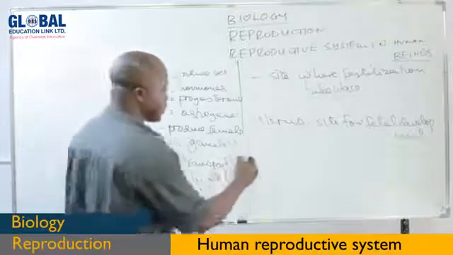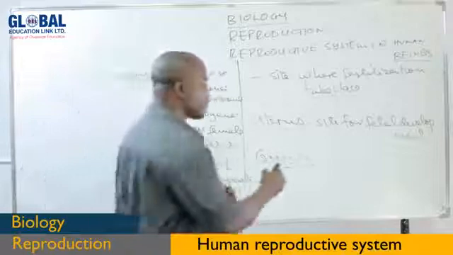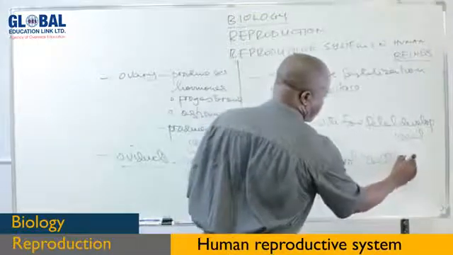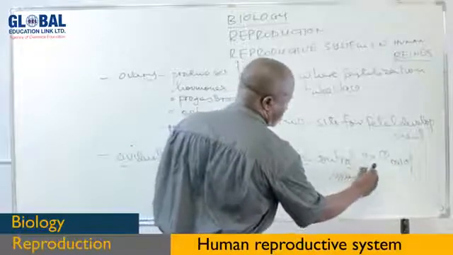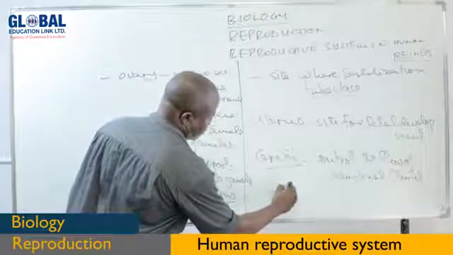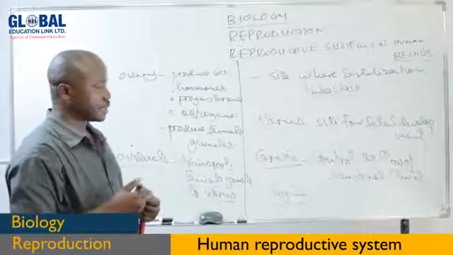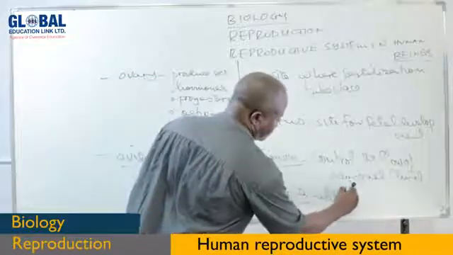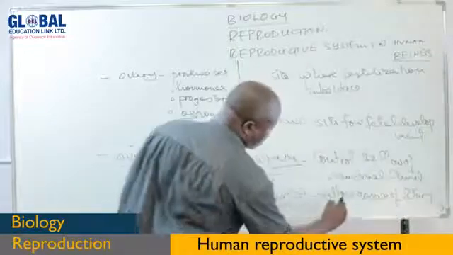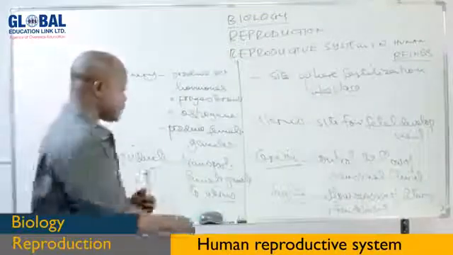Another inner part consists of the cervix. As I said before, it controls the flow of the menstrual fluid. The last is the vagina. This is the birth canal which allows the passage of the fetus during delivery. These are the functions of the inner parts of the female reproductive system.